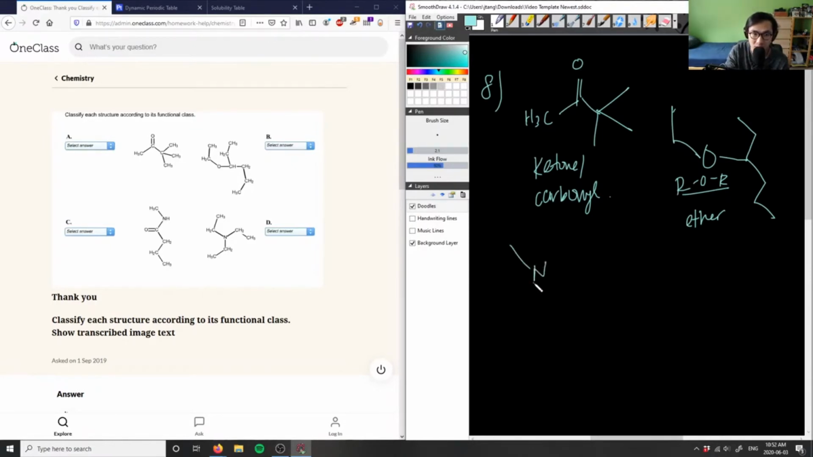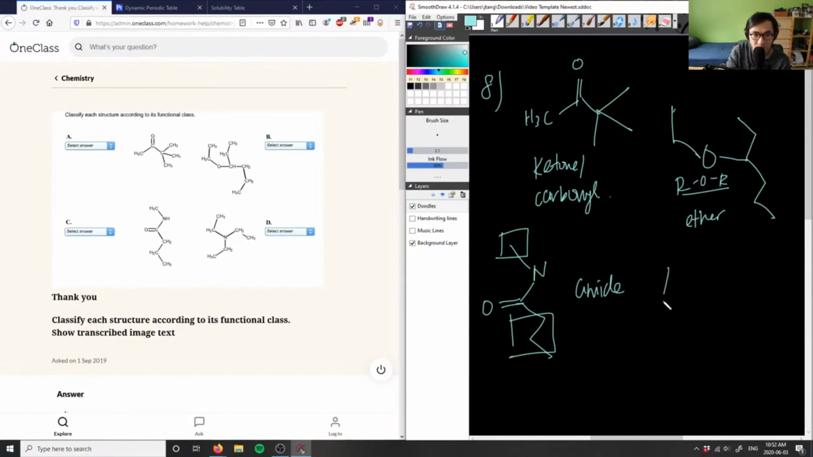This is a bond to N, and a double bond to O here. So I have this guy here. I have this double bond O, but I also have an N here. So this here is going to be an amide group, because I have a C double bond O bonded to N here. As you can see, this guy here is the amine, and this will be our carboxylic acid here. So this here is an amide group.